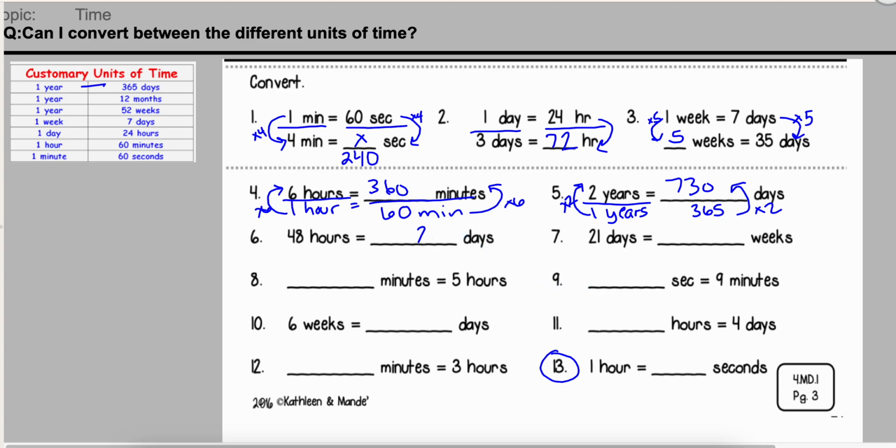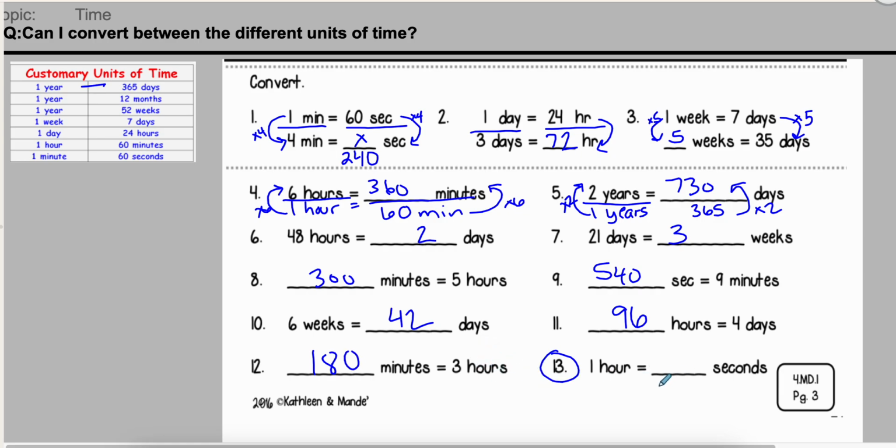If you completed these, setting up your ratios and figuring out what you had to multiply, you should have 2 days here, 3 weeks here. 300 minutes is the same as 5 hours. 540 seconds is the same as 9 minutes. 6 weeks is the same as 42 days. 96 hours is the same as 4 days. 180 minutes is the same as 3 hours.